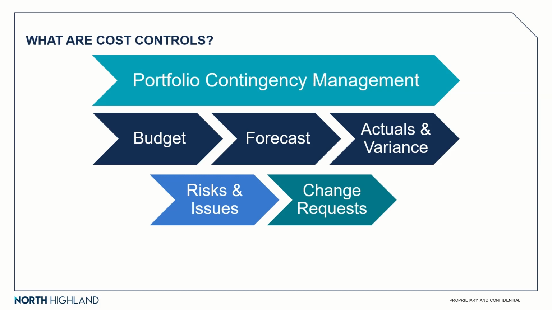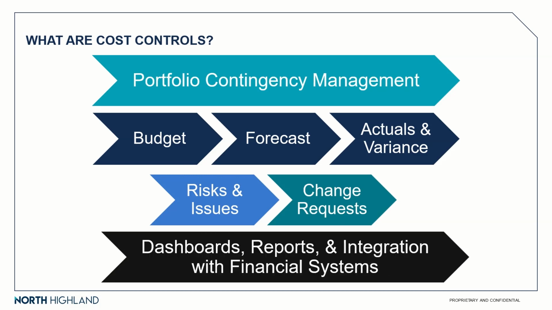And of course, if you can't stay on budget, it's important to have a change request and control capability to ensure good communications and governance around decisions about going over budget. Finally, it's critical that you have dashboards and reports that provide visibility to cost status and trends, and that help to highlight the exceptions for the project managers, program managers, portfolio managers, and executive stakeholders.